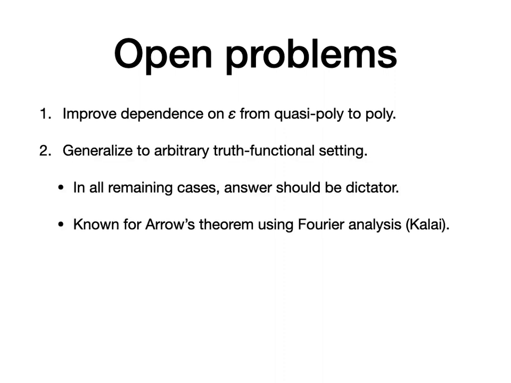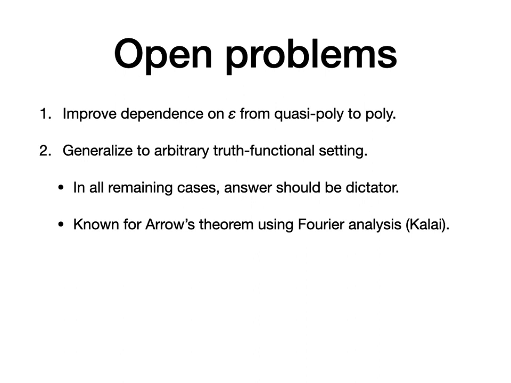A second open problem is to generalize our entire work to the general truth functional setting. If you recall, we've seen three examples. We had AND testing, we had Arrow's theorem, and we had linearity testing. Only two of them were truth functional, AND testing and linearity testing. And that means that in our table, the last column is a function of the previous columns. In the case of AND testing, it's the AND function. In the case of XOR testing, it's the XOR function.